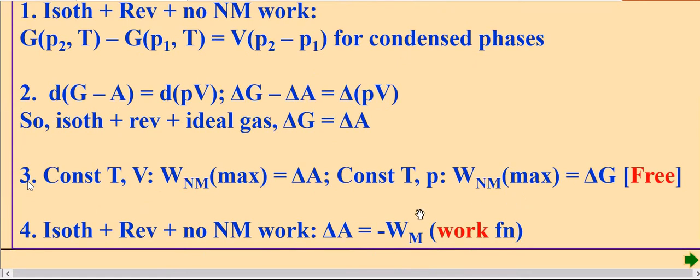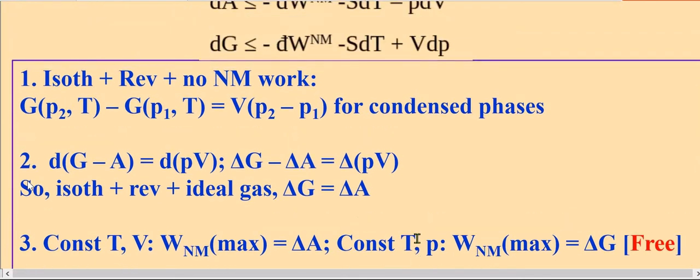And there is another interesting relation: for an isothermal reversible process with no non-mechanical work. You see that in most cases we choose this condition. Delta A is minus the work, the mechanical work. This is the mechanical work, this is not the non-mechanical work. Okay?